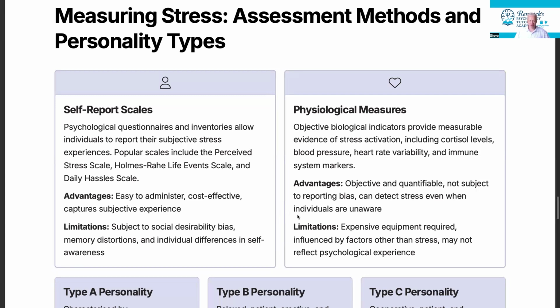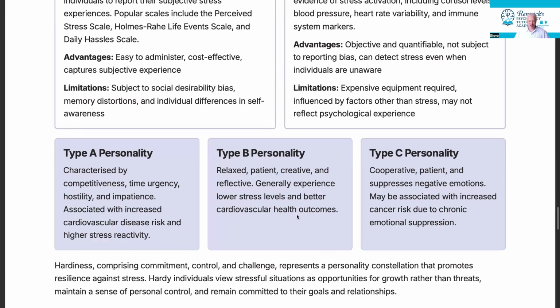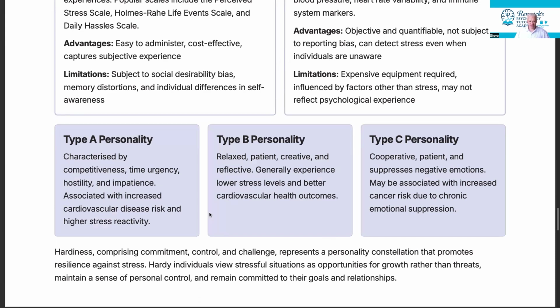Now, people can respond differently to stress, depending on your personality type. So you could be a Type A, which are competitive, time-urgent people, hostile, impatient, but they are linked with cardiovascular disease risks and higher stress levels. Type B personalities are more relaxed and patient, creative, generally have lower stress levels, and obviously better cardiovascular health outcomes.